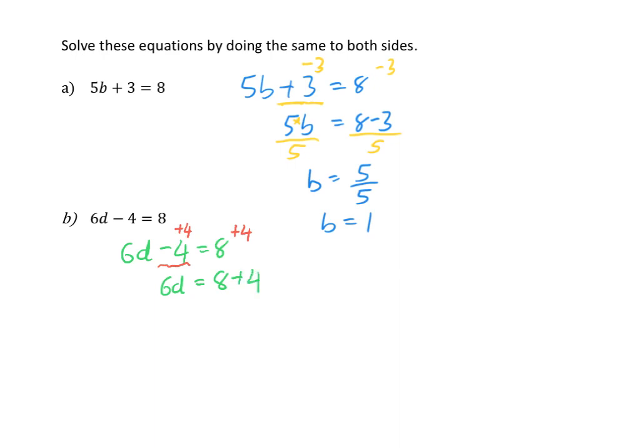Since I still haven't got d by itself, I need to continue doing my inverse operations. At the moment, it is 6 times d. So the opposite of multiplying by 6 is going to be divide by 6. And what I do to the left-hand side, I also need to do to the right-hand side. So that's going to become d is equal to 12 divided by 6. So d is equal to 2. These are examples where more than one inverse operation is required to get the unknown variable by itself and determine its value. So let's have a look at another example.